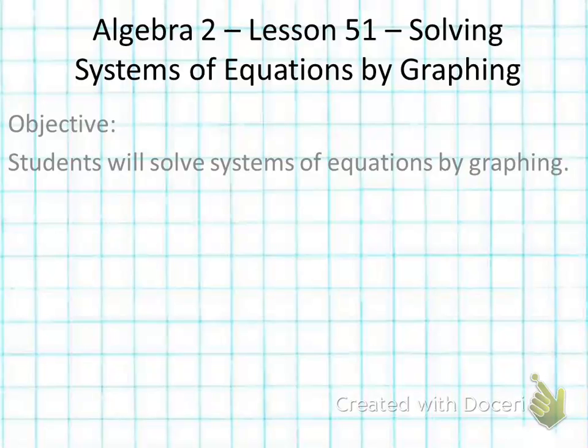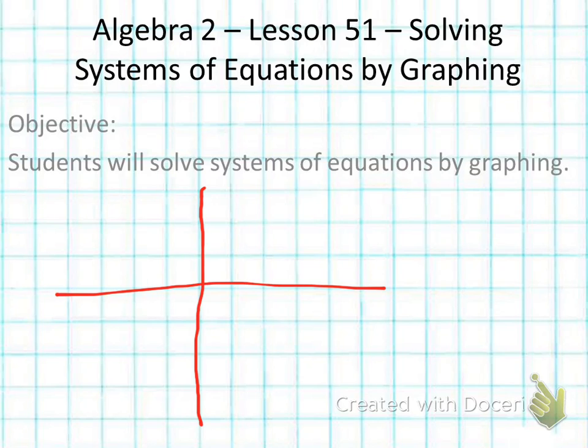Okay, this is lesson 51 for Algebra 2. We're going to solve systems of equations by graphing. We talked about systems of equations in Algebra 1. And the big picture here is when we solve by graphing, the answer is where the lines cross.